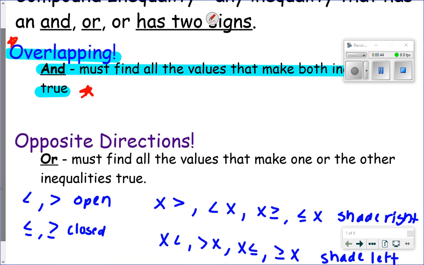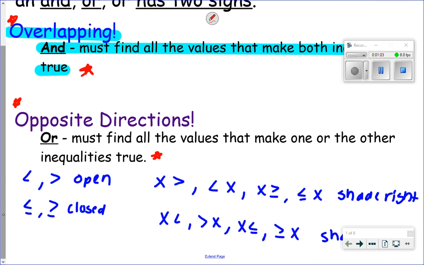And then this one's not highlighted or anything, but it's still important. Typically or inequalities go in opposite directions, although sometimes some of the solutions may overlap. But for or inequalities, that means all the values that make one or the other true.